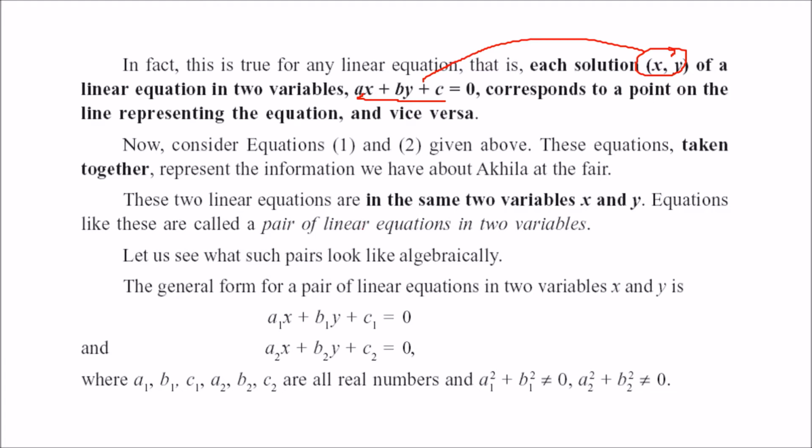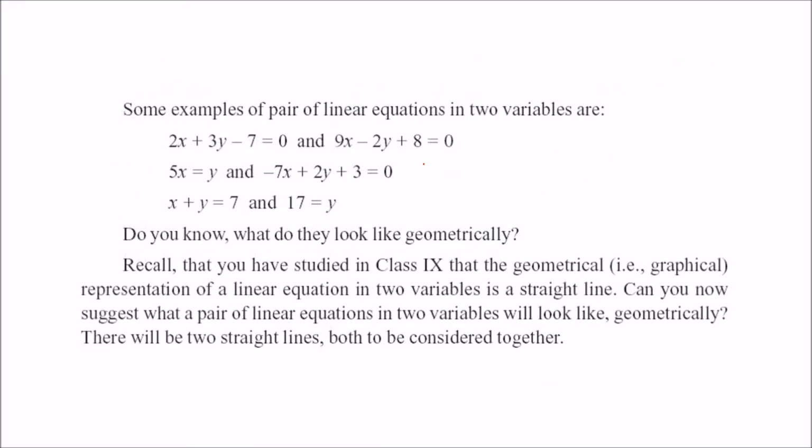Let us take them now formally. These are the pair of linear equations in two variables, one equation, two equation: a1x plus b1y plus c1, a2x plus b2y plus c2. And we have already said that we want a and b to be nonzero, because otherwise it will not be a linear equation, or we will not be able to solve for x and y.